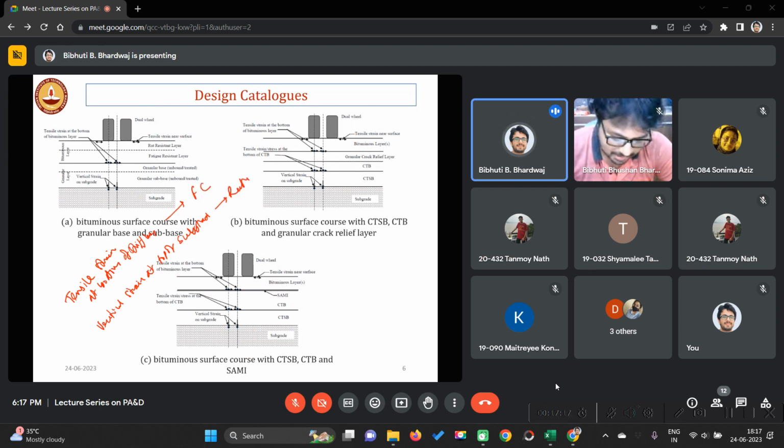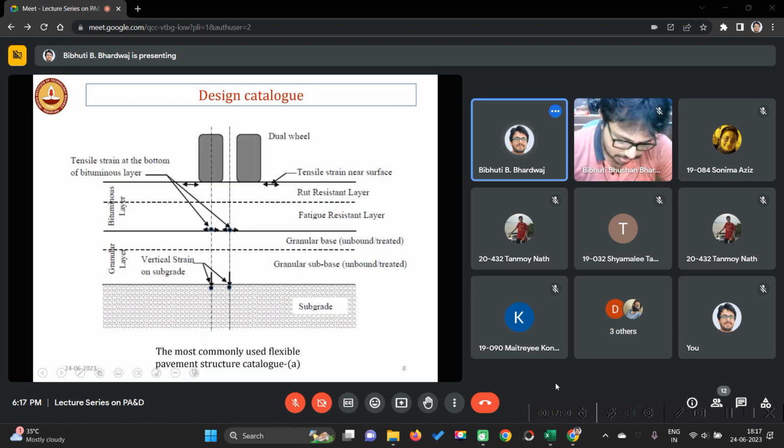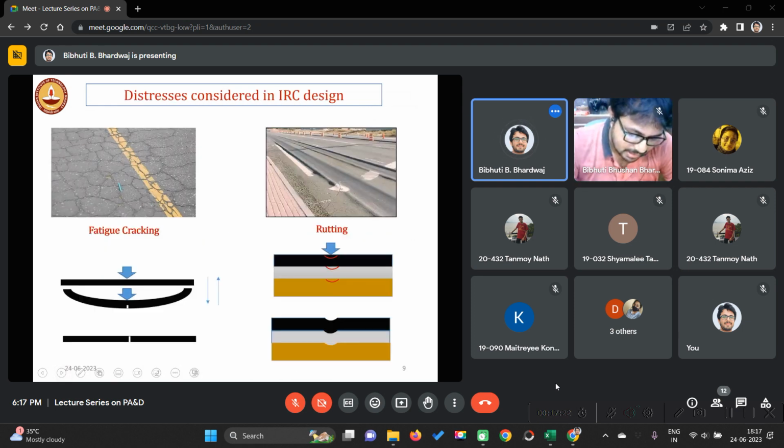So what is this fatigue cracking and rutting? I'll simply come here. See, these cracks that you can see here, these interconnected cracks, are called fatigue cracking. Sometimes they are also called crocodile cracking or alligator cracking, because it looks like the skin of a crocodile or alligator.